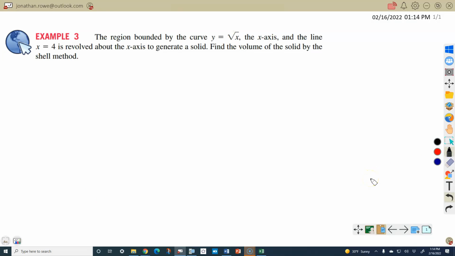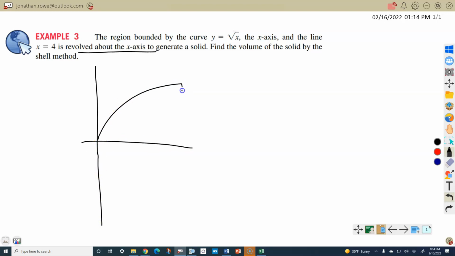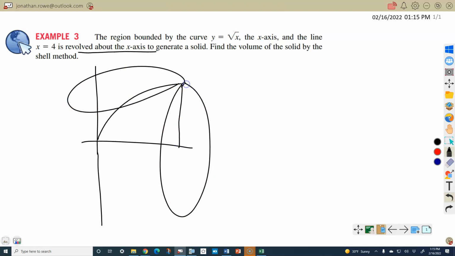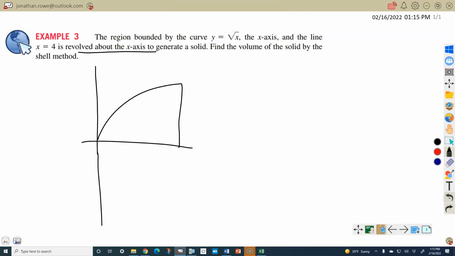All right, next example, example 3. You may think, well, this is the same example. It almost is, except instead of revolving it around the y-axis, this time I'm revolving it around the x-axis. So I've got this still the same region, but instead of revolving this way, I'm revolving this way. This y is the square root of x. It goes from 0 to 4.